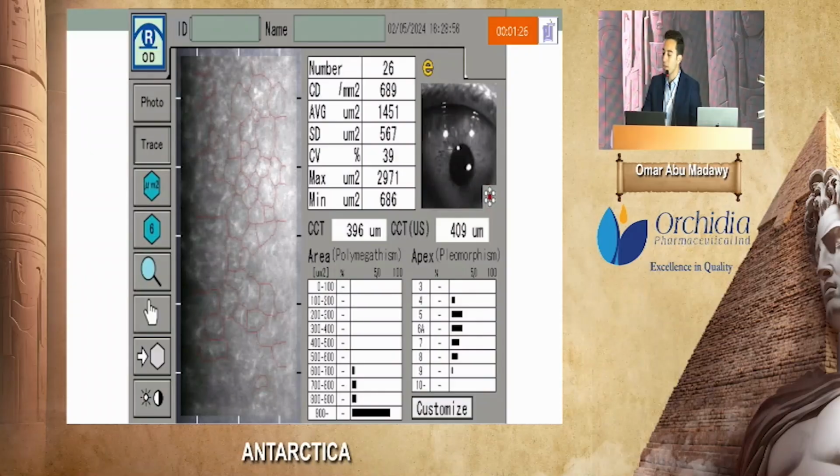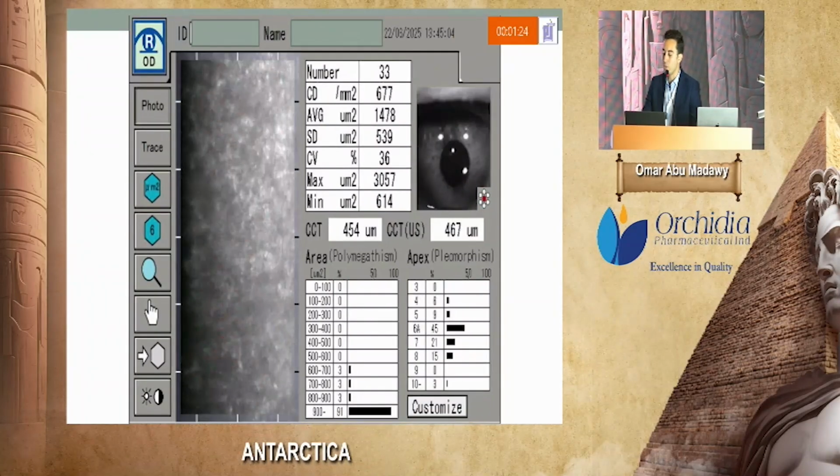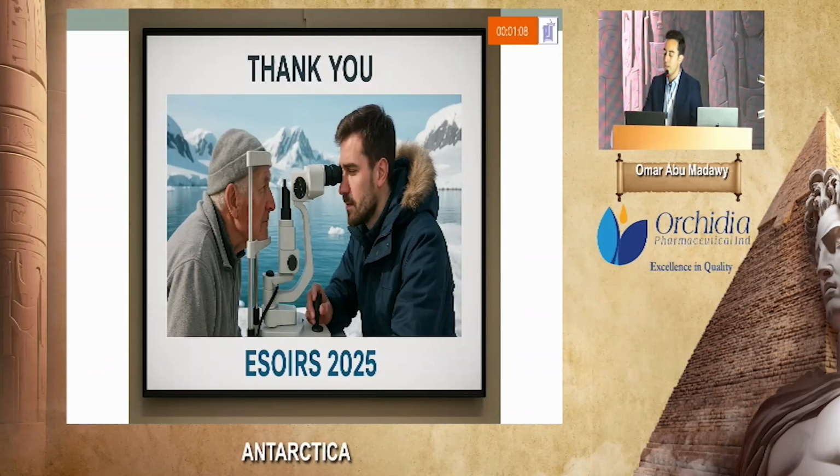We can take a look at the date. This is in May 2024. This is in June 2025, and we have more or less the same endothelial cell count, the same hexagonality, the same coefficient of variation. The central corneal thickness is a very important marker here because of the progression of corneal decompensation. Thank you so much.